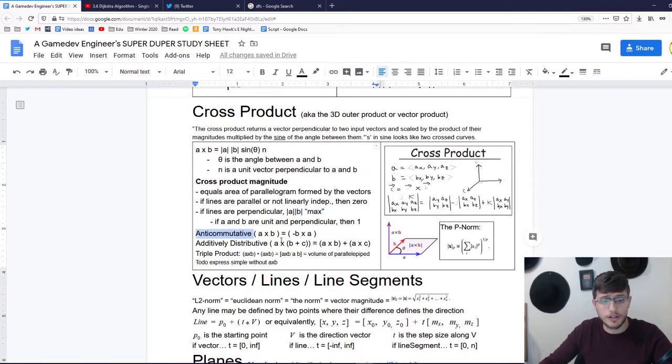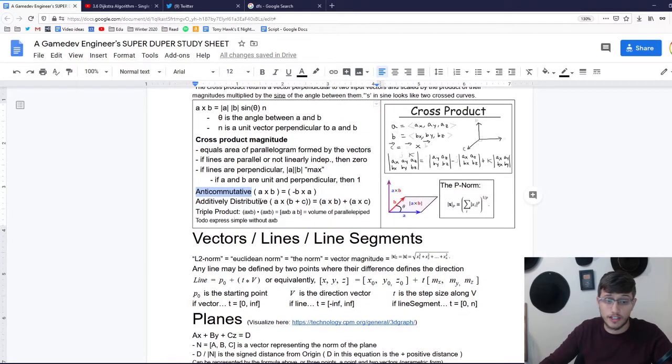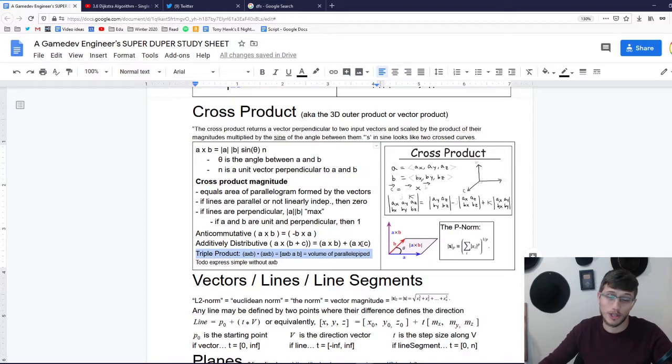Okay, it's also anti-commutative. I've definitely been asked this on interviews before. They'll say something like, is A cross B equal to B cross A? And the answer is no, sir. It's collinear, but it's going to be pointing in the opposite direction. That's all you have to say. It's pointing in the opposite direction, which is called anti-commutativity. It's also additively distributive, which might be interesting. There's also this curious thing called the triple product, which has no value for your interview. You're probably not going to be asked that. I just thought it was kind of cool.